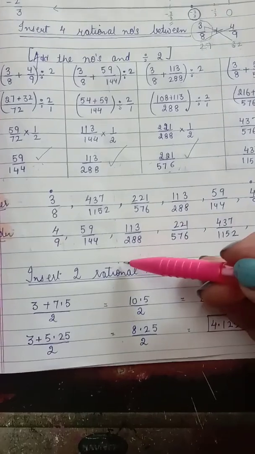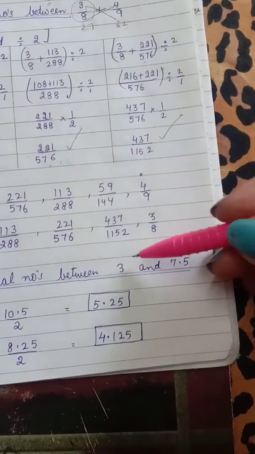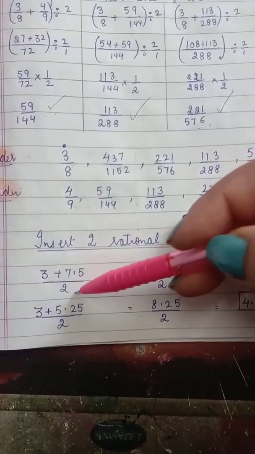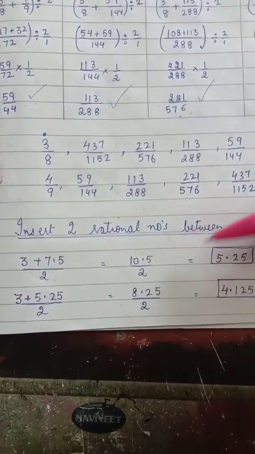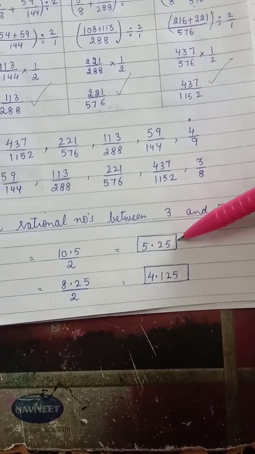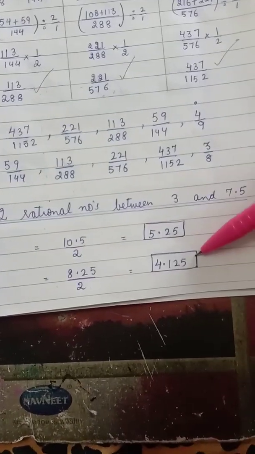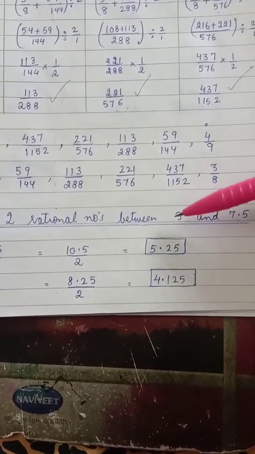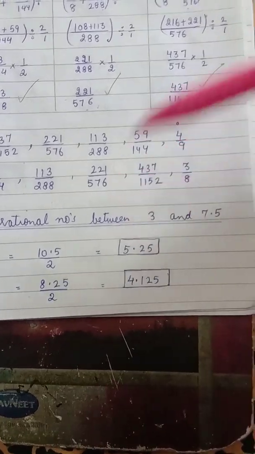Question 6. Insert 2 rational numbers between 3 and 7.5. Now process will remain same, adding the numbers and dividing them by 2. Adding the numbers, dividing by 2. First answer is 5.25. Now again I have taken the first number and the first answer, adding the numbers and dividing them by 2. And these are 2 rational numbers. They didn't ask you to arrange, so there is no need to arrange. As I have taken the first number and the answer, you can also proceed with the second number and the answer.